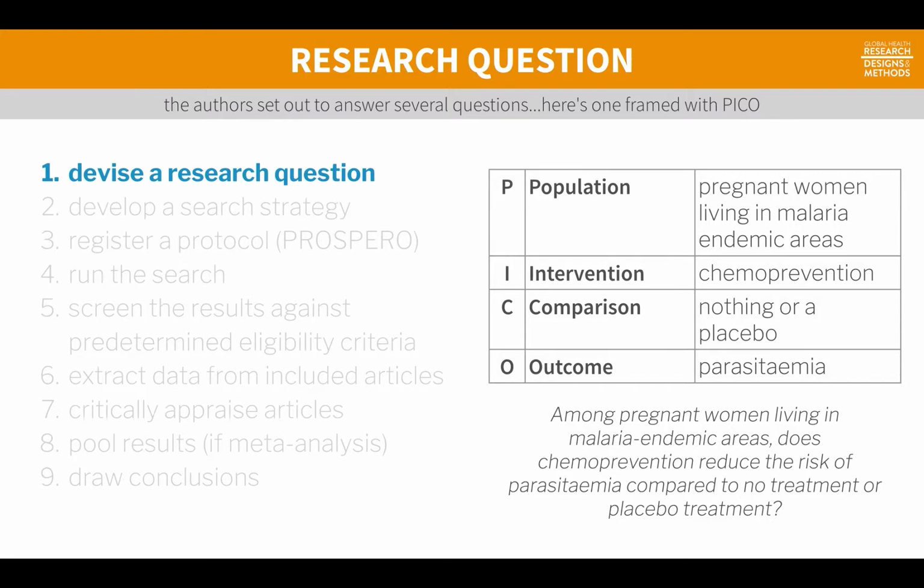O is the outcome. Systematic reviews will often report on more than one outcome. Here we'll just say parasitemia, the presence of malaria parasites in the blood. Putting it all together, we get, among pregnant women living in malaria endemic areas, does chemoprevention reduce the risk of parasitemia compared to no treatment or placebo treatment?